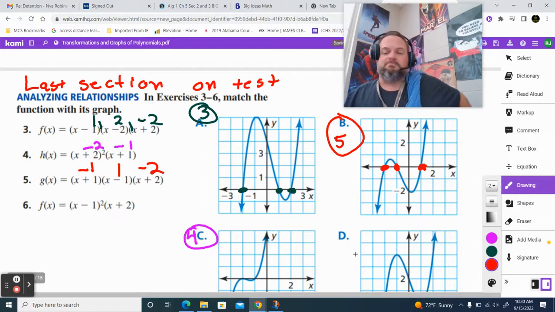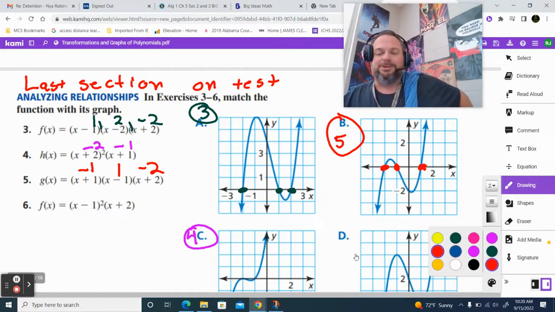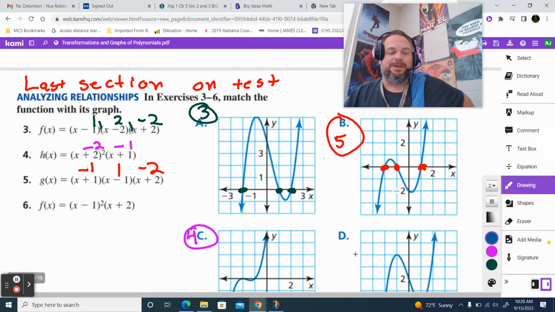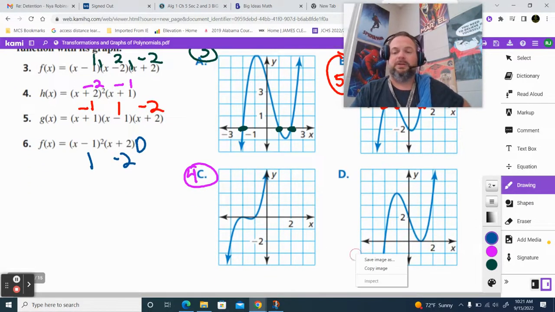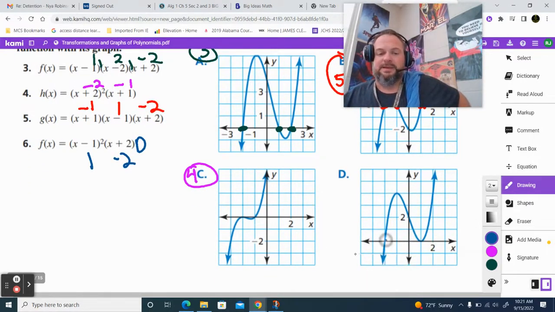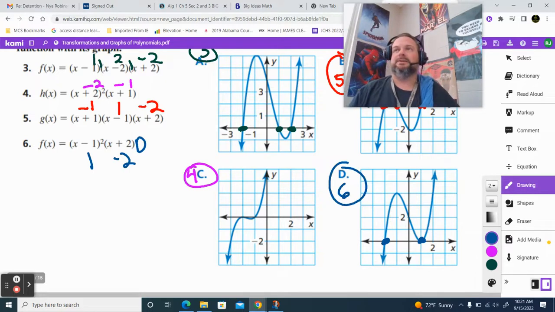By process of elimination, that would have to mean that number 6 would match up with D because it has 1 and -2. If we look right here, this is -2 and this is 1. So that's why this would match up right here.